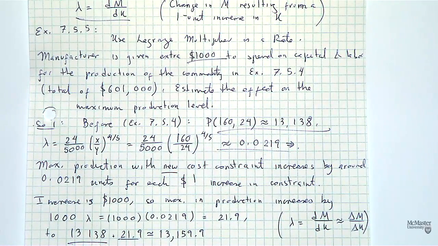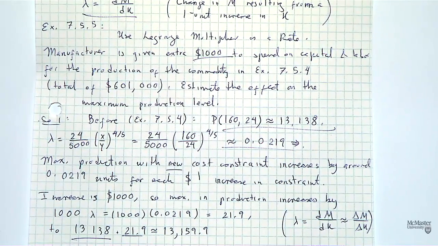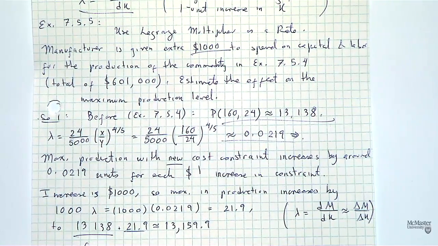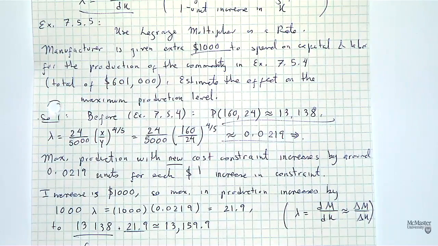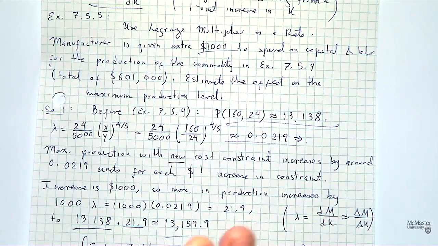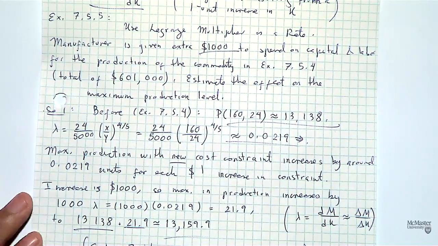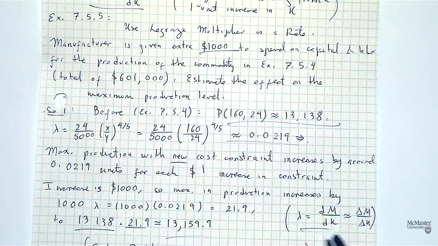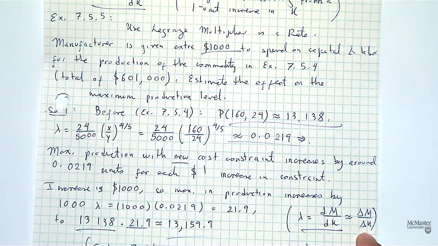Of course, you can verify that this actually happens. The other way to do it is essentially to solve the problem for the constraint equal to 601,000. If you do the procedure, you will get around the same value. Not exactly the same, because there is an approximation. This is an equality. This is approximate. But you will get around the same values.